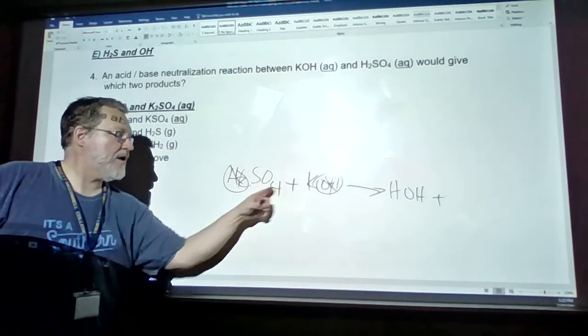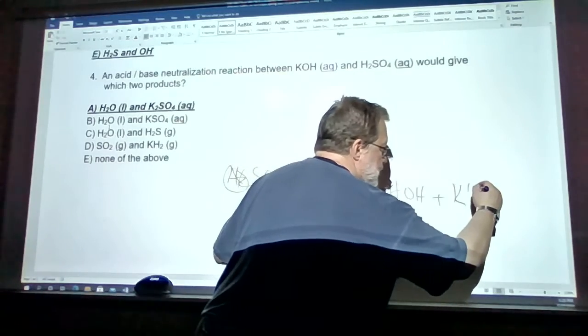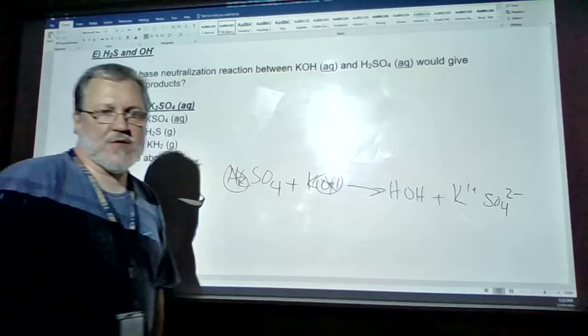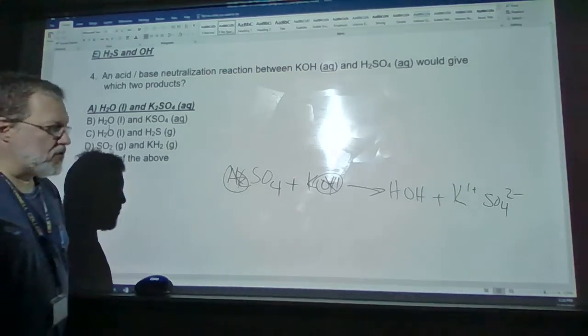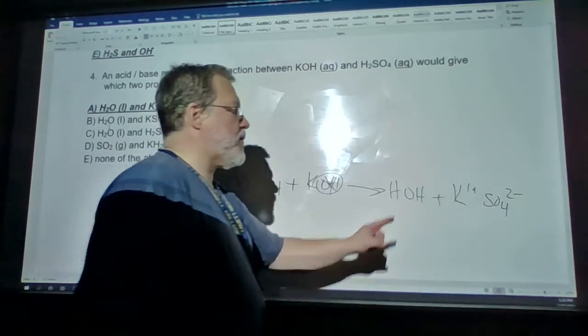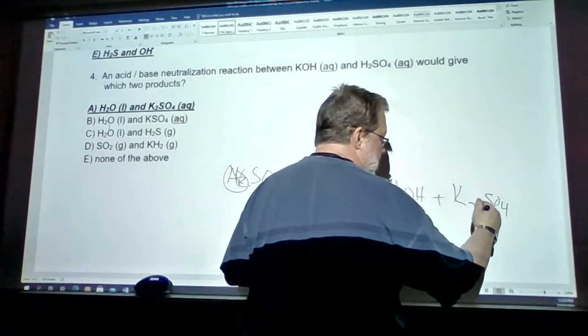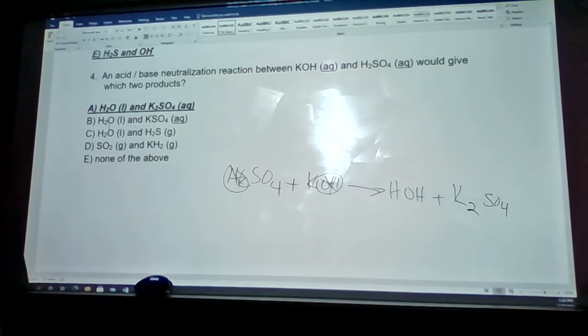The potassium here and the sulfate. Potassium is +1, sulfate is -2. Therefore, to have a neutral compound, we have to have two potassiums to neutralize totally the sulfate anion. So it is H2O and K2SO4.